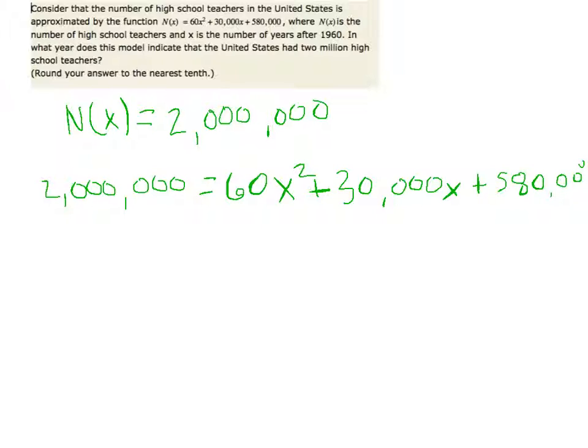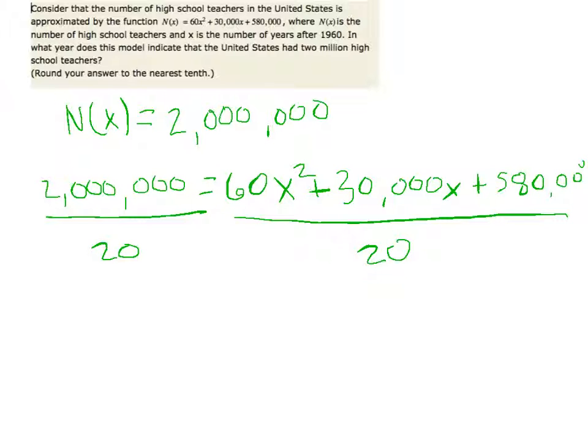Now, to make these numbers a little bit easier to deal with, I'm going to divide both sides by 20. So doing that, I'm left with 100,000 equals 3x squared plus 1,500x plus 29,000.